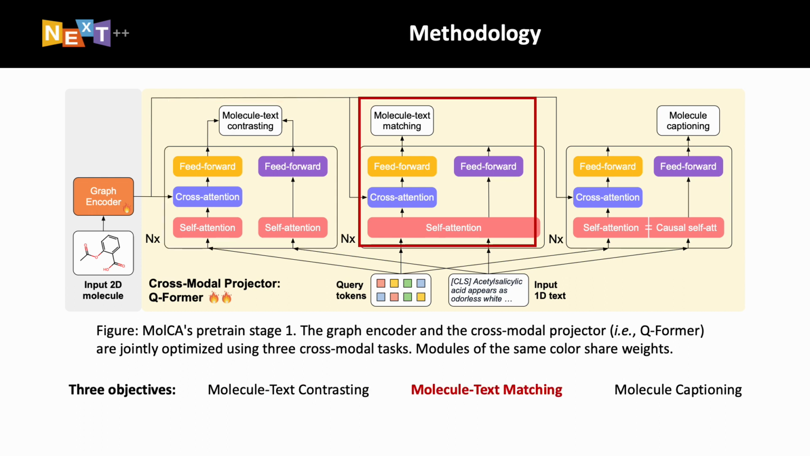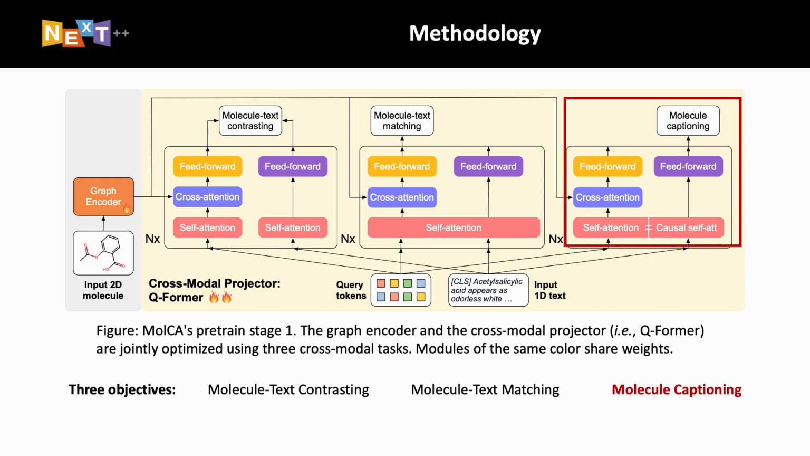For molecule text matching, the query tokens and the text inputs are concatenated and fed into the self-attention together. In this way, the query tokens can extract features of both texts and molecules. Finally, the query's outputs are fed into a binary classifier to determine whether the molecule and the text match or not. For molecule captioning, the queries and the texts are concatenated and fed into the self-attention modules together.